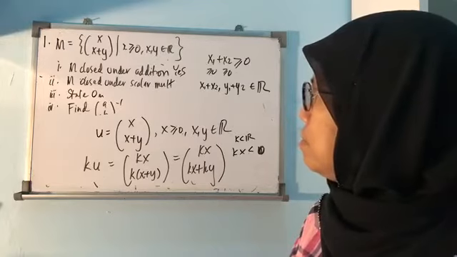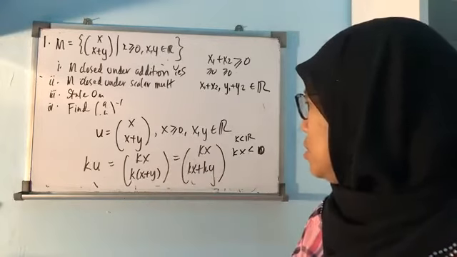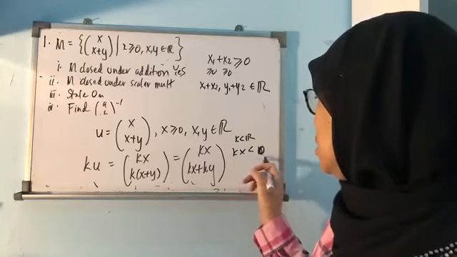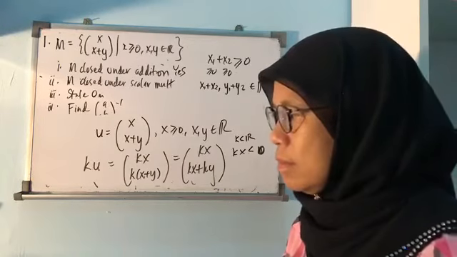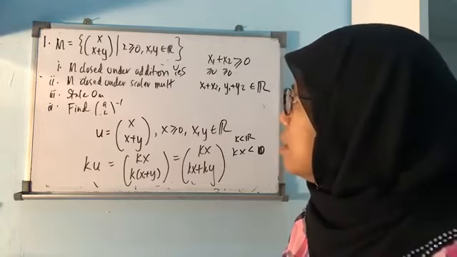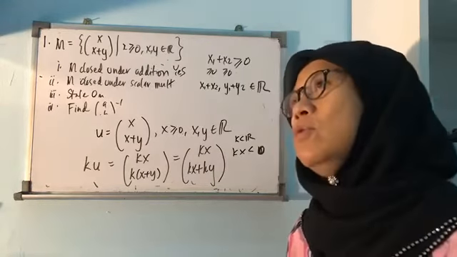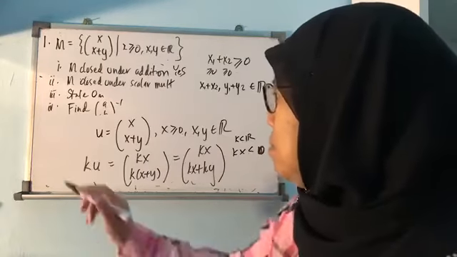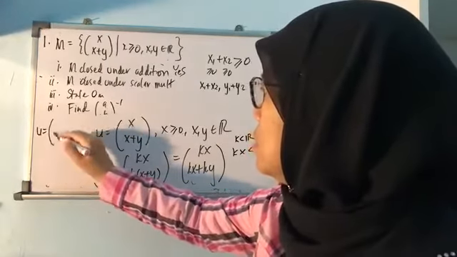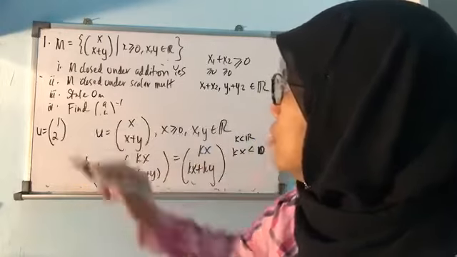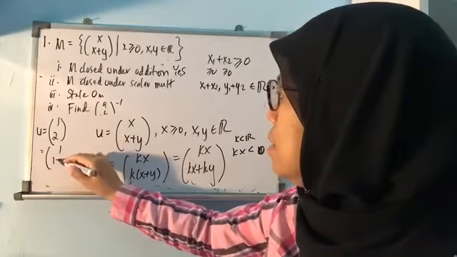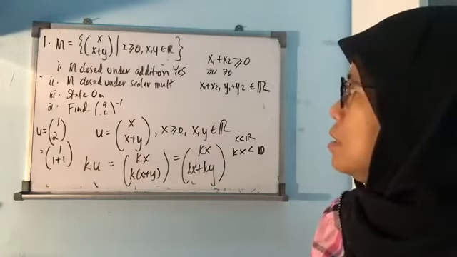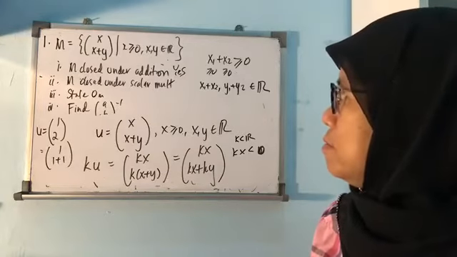Okay, we have this problem, meaning it's not closed, because k can be negative, right? Clear? The easiest way is you can also give an exact example, like u equals (1, 2). Okay, which is (1, 1 plus 1). Then x is 1, y is 1.